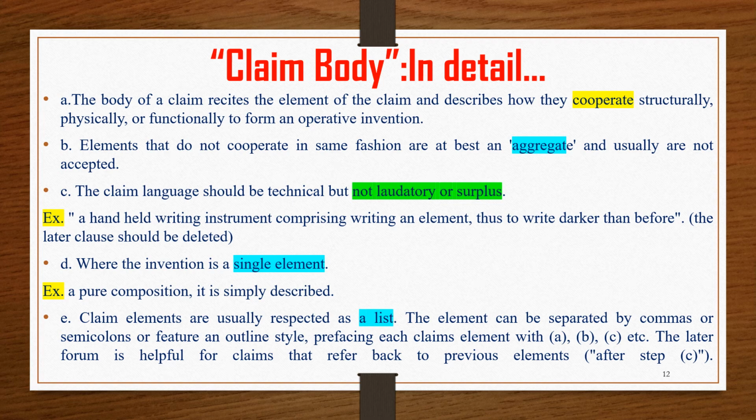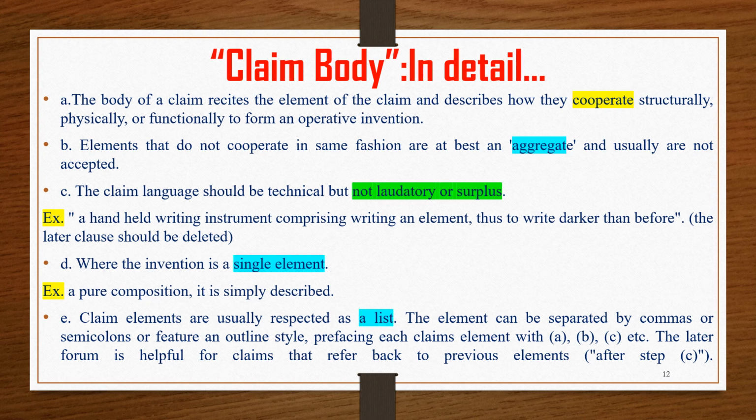The claim language should be technical but not laudatory or surplus. That means it should be specific. For example, a handheld writing instrument comprising a writing element, thus to write darker than before. The later clause should be deleted. Got it? Next point is where the invention is a single element, for example a pure composition, it is simply described. The next point is claim elements are usually presented as a list.